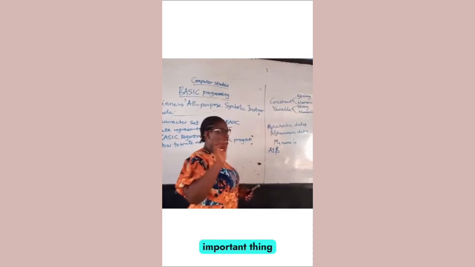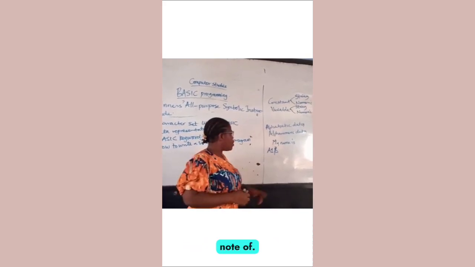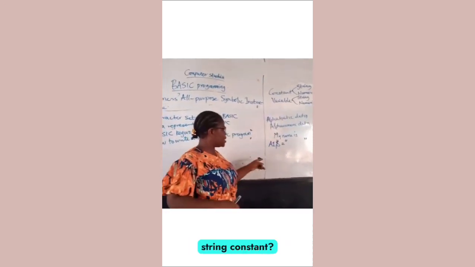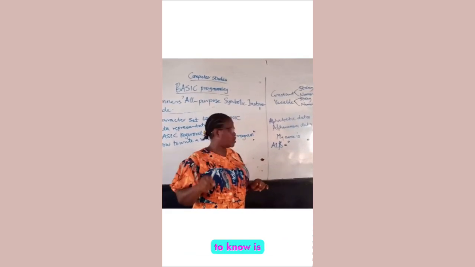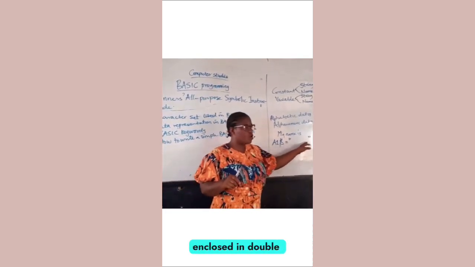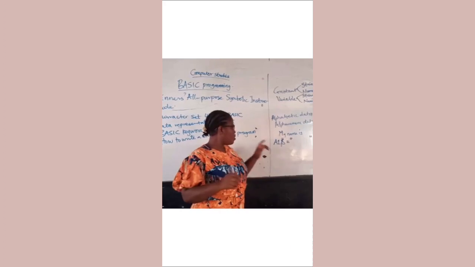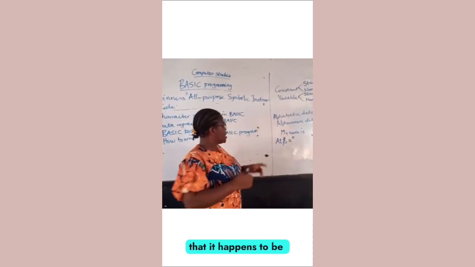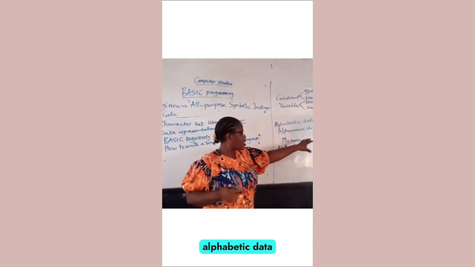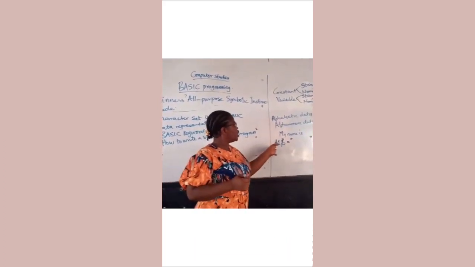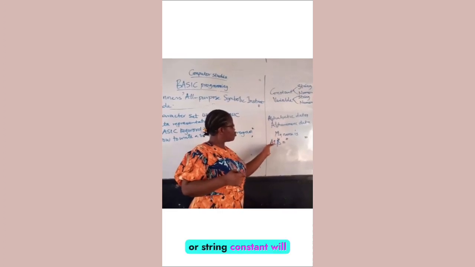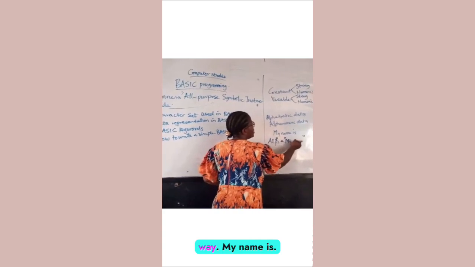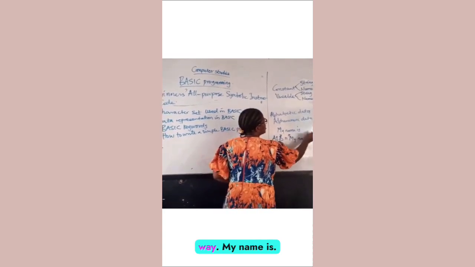But there's another important thing that you need to take note of. While using string variable or string constant, another important information you need to know is that it must be enclosed in double quotes. What I mean is this. So this "my name is," that we all know happens to be alphabetic data which can be stored in either string variable or string constant, will now be written this way. "My name is."